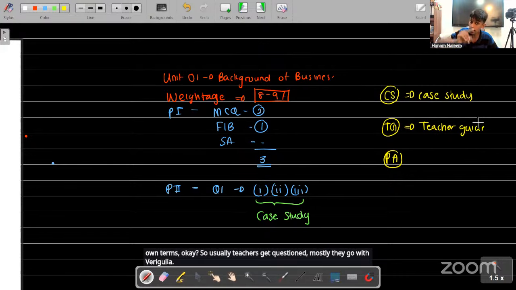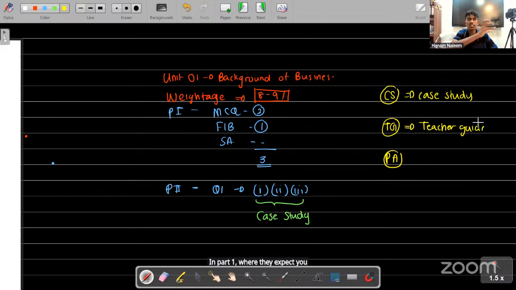and also in part one. In part one, they expect the exact teacher's guide answers. Same wording only you have to use. In part one, fill in the blanks. So fill in the blanks, they expect you all.